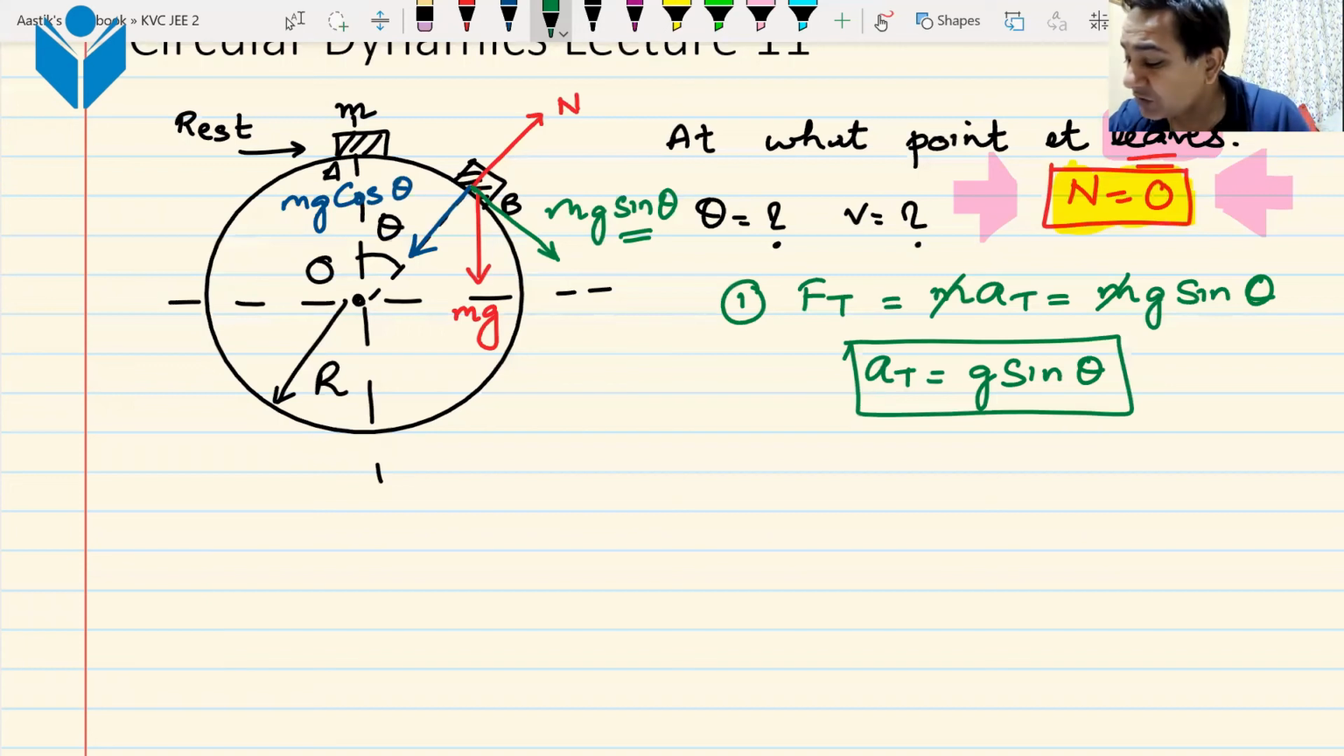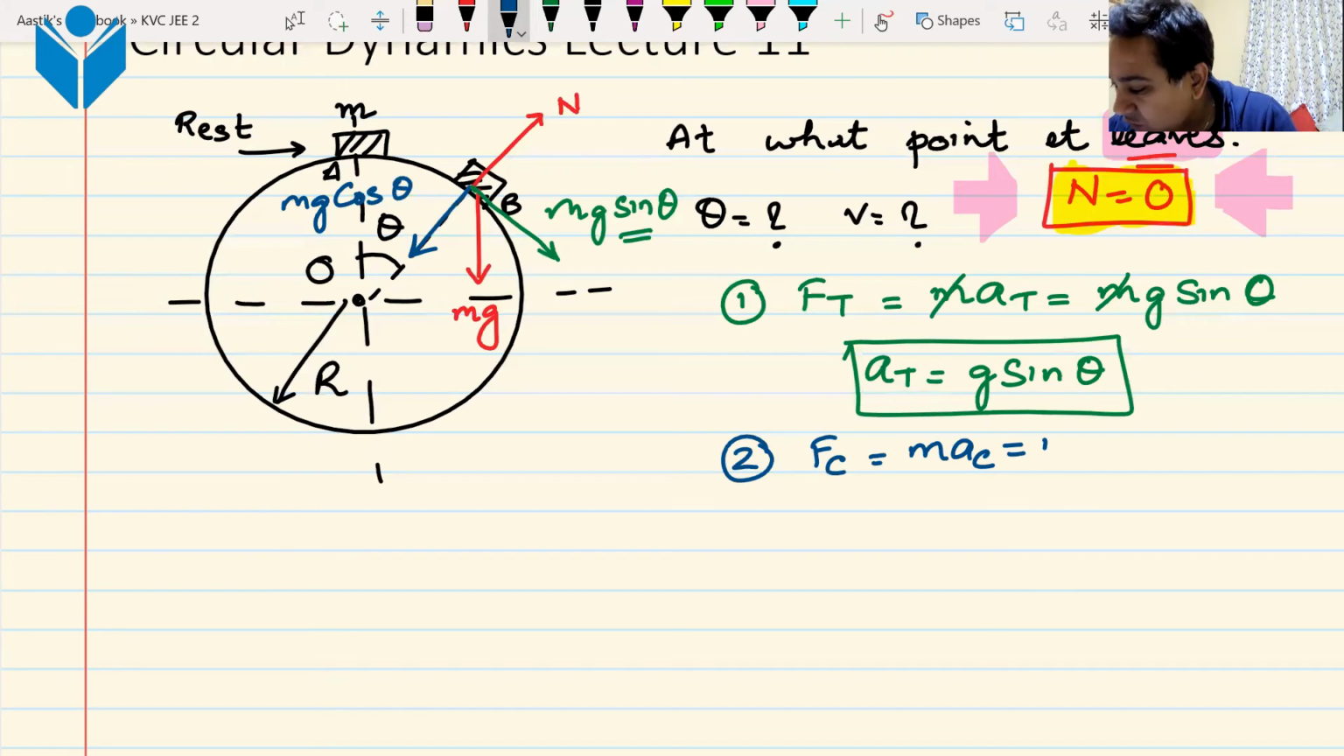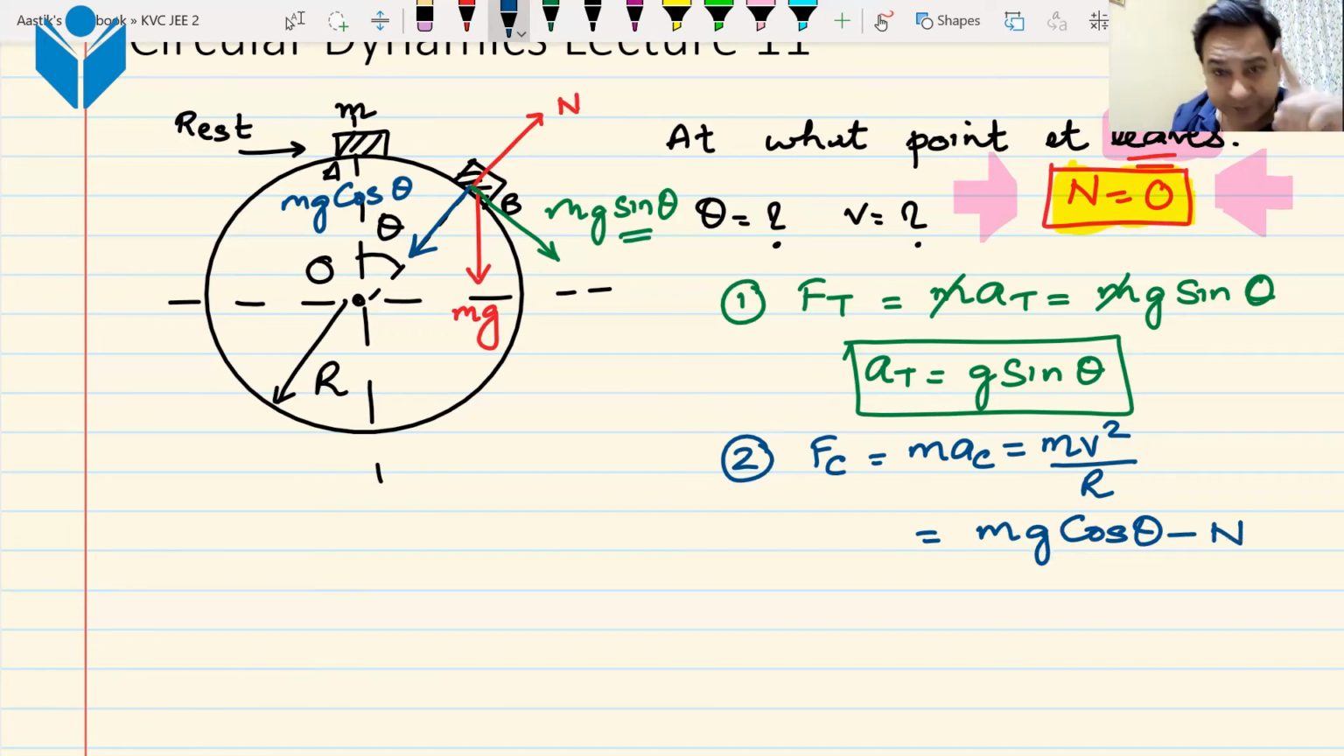The second equation, now we come to the business end of this problem. The equation in the centripetal direction: Fc is equal to m into ac, that is also equal to m into v square by r. Everyone knows it. Now that has to be equal to what? Look at the diagram and tell me. mg cos theta inward towards the center minus N outwards. That is equal to mv square by r.